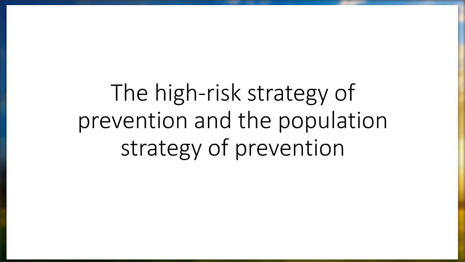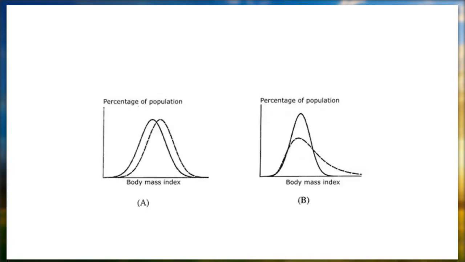Let's move on to the next idea, the high-risk strategy of prevention and the population strategy of prevention. Building on the previous ideas, Dr. Geoffrey Rose articulated two strategies of prevention. The high-risk strategy, if you look at the B side of this picture, Dr. Rose described this way: it's the traditional and natural medical approach to prevention. If a doctor accepts that he is responsible for an individual who is sick today, then it is a short step to accept responsibility also for the individual who may well be sick tomorrow.